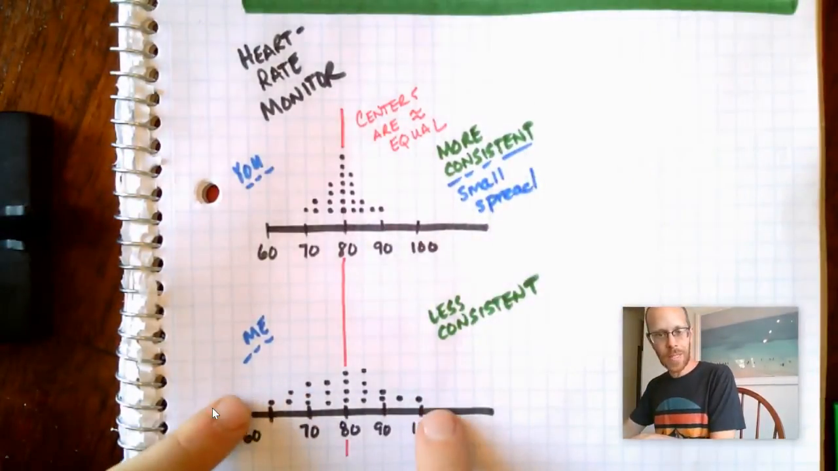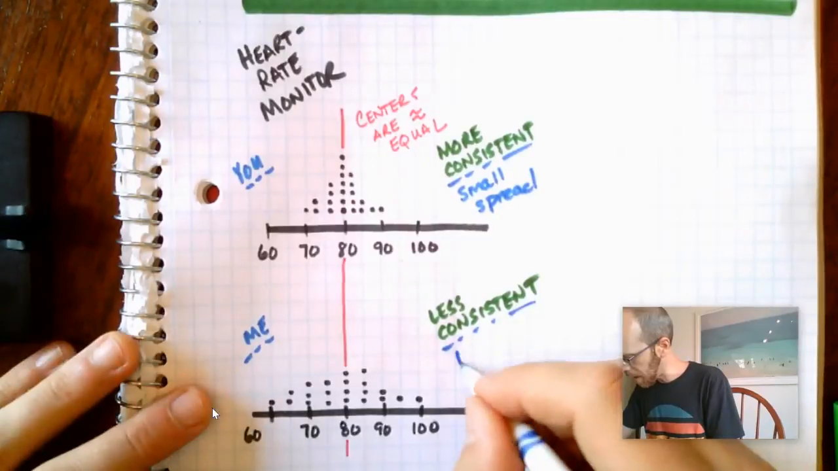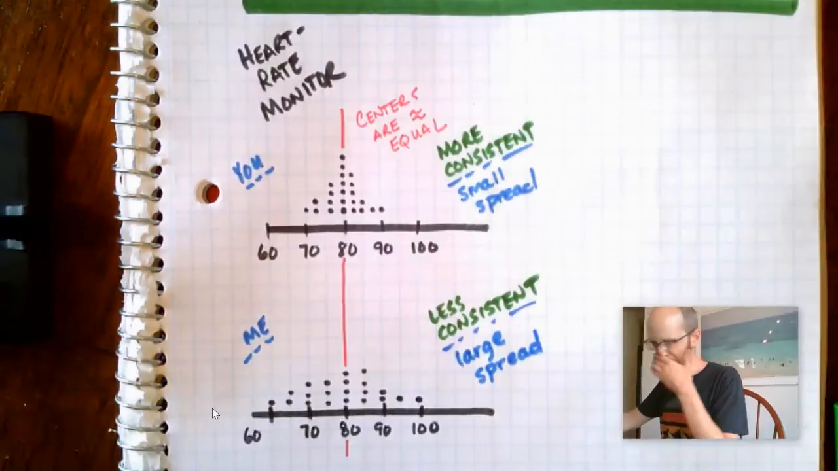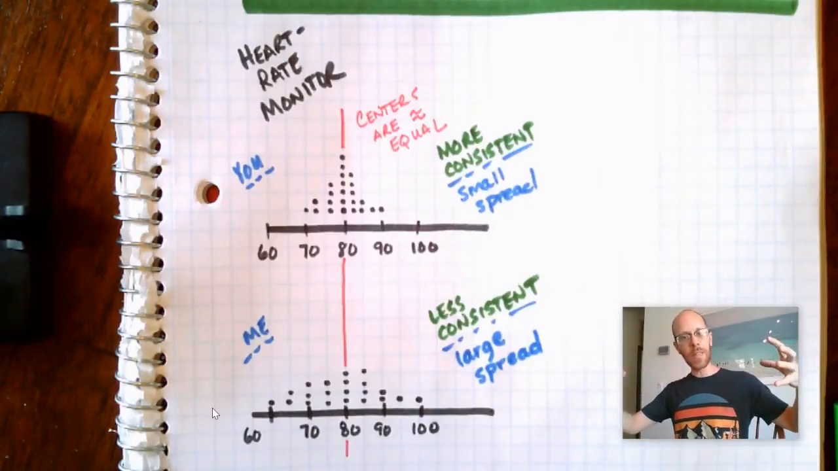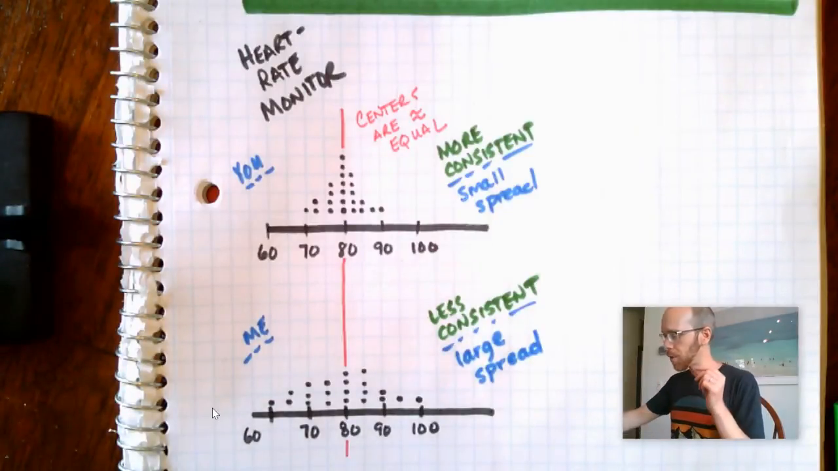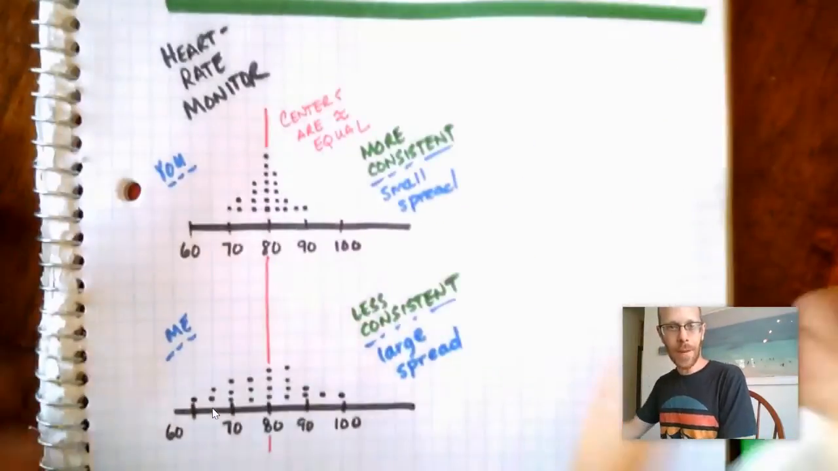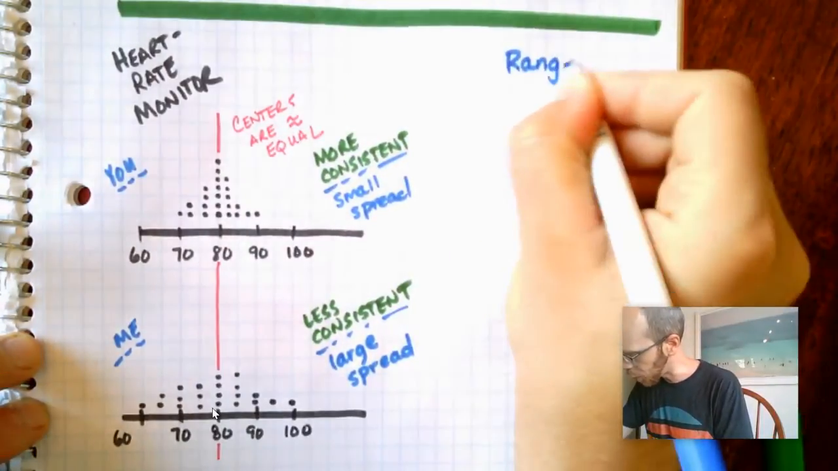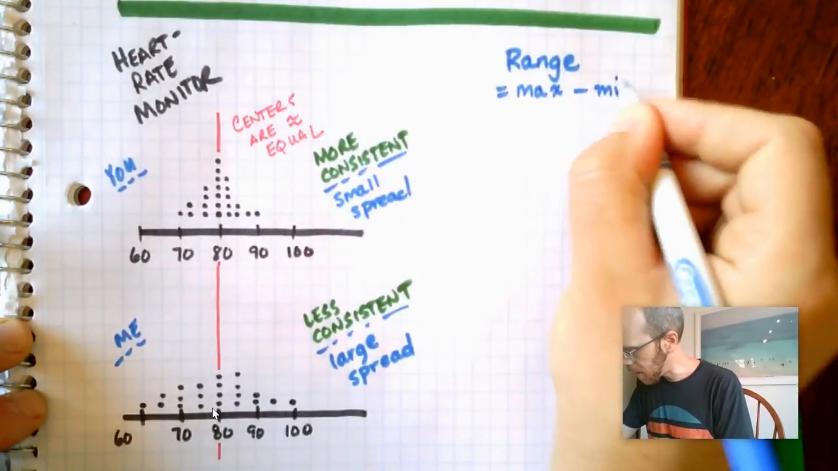Whereas mine, look at all these points that are very far away from 80 beats per minute, down to 60, up to 100. We would say that I have a large spread. So you get this idea that we can look at a distribution and identify whether it's very spread out and inconsistent, or if it has a very small spread and is consistent. But we need an actual numerical way of measuring this thing called spread. So let's start with a very poor way of measuring the spread, and that's with something you've heard of before called the range.